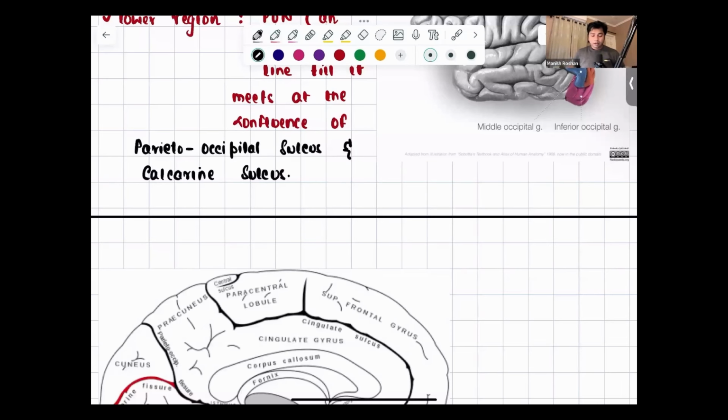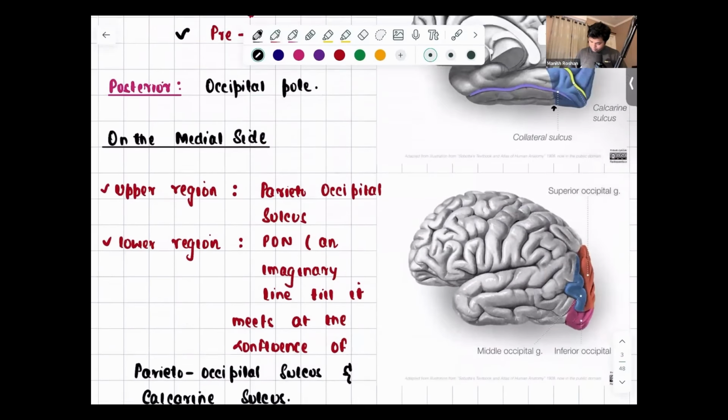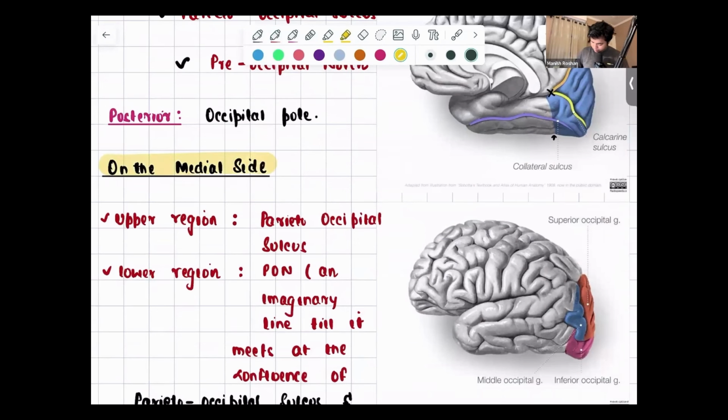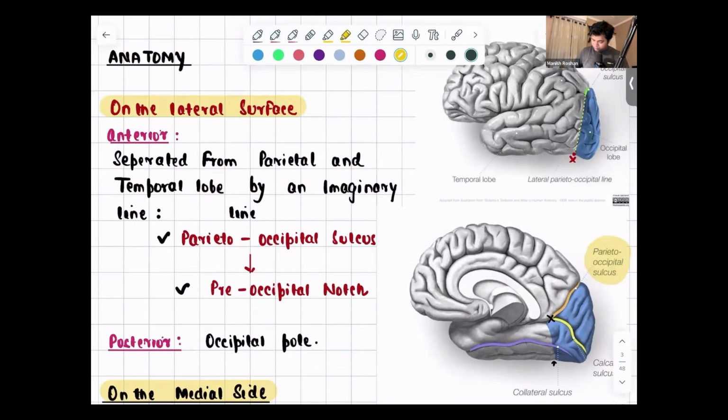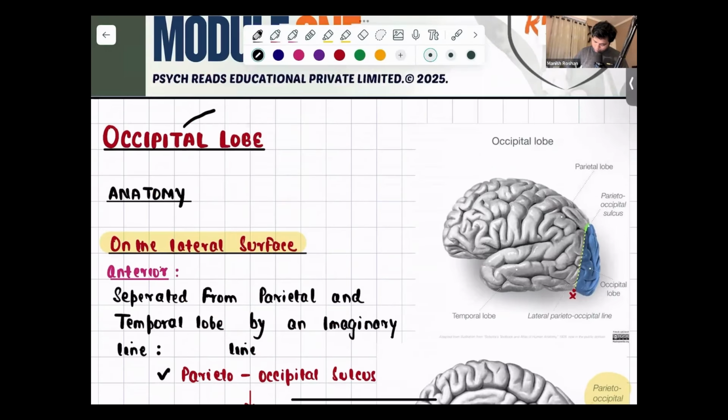Okay. Now, after this, we have to know something very basic. You have seen the medial side and the lateral side, or the outer side. Now, the examiner tends to ask this question: what do you mean by the word occiput or occipital? The word occiput in Latin means back of the head. And it is the smallest of the four lobes in the brain. Smallest lobe in the brain.